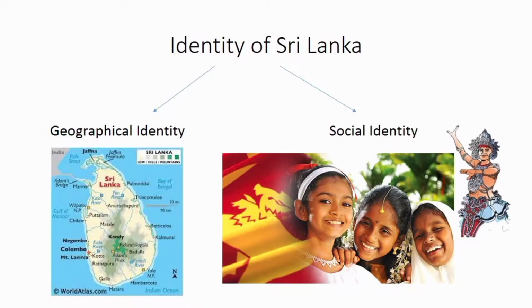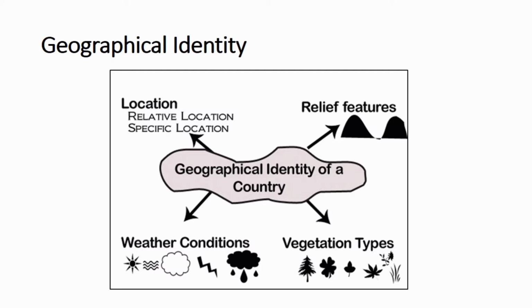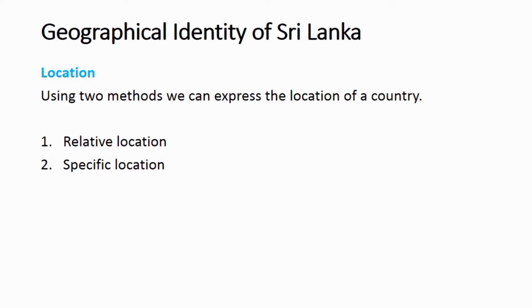The identity of a country can be divided as social identity and geographical identity. Under the geographical identity of a country, we can discuss about location, relief features, weather conditions, and vegetation types. Location. Using two methods, we can express about the location of a country. Relative location and specific location.